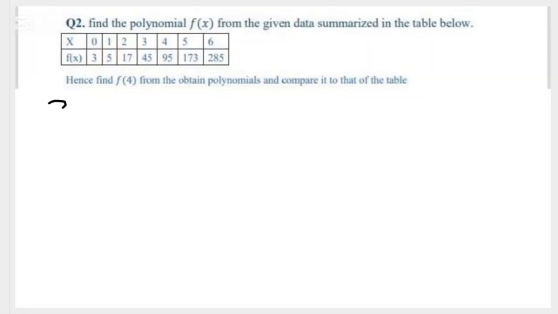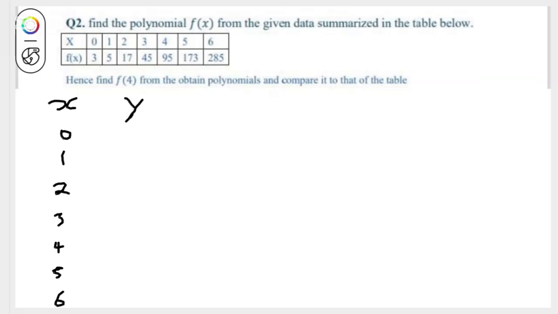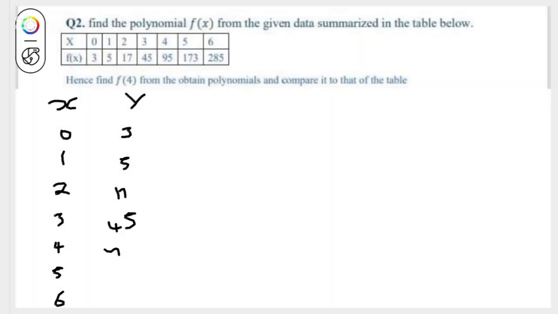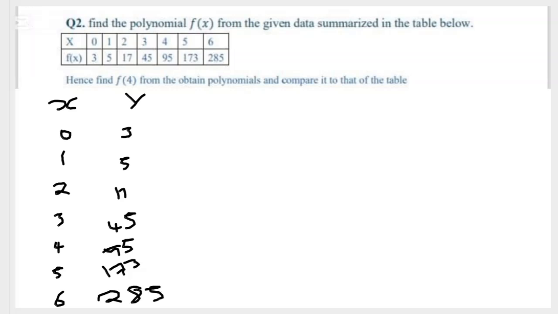So, we have x: 0, 1, 2, 3, 4, 5, and 6. And don't forget, we have y here: 3, 5, 17, then 45, 95, 173, and last but not the least, 285.